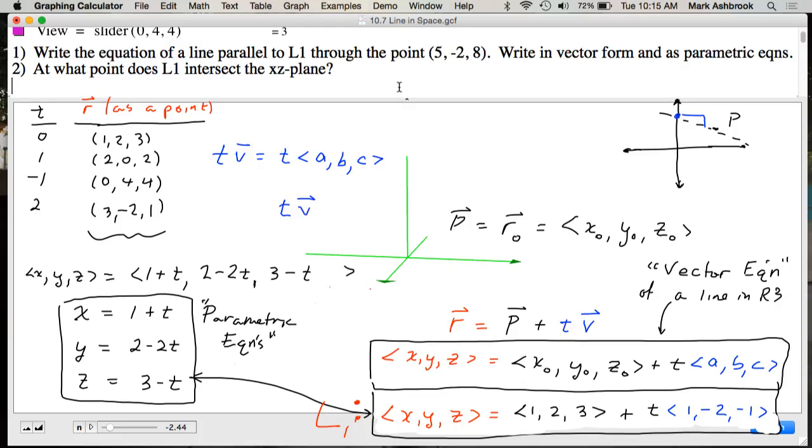We don't have time for this. Just do number one. If you followed what's going on, you should be able to just write it down. L1's the one we just did, the one we did down here. So I want a line parallel to that. Just write the equation parallel to that through the point 5, -2, 8.